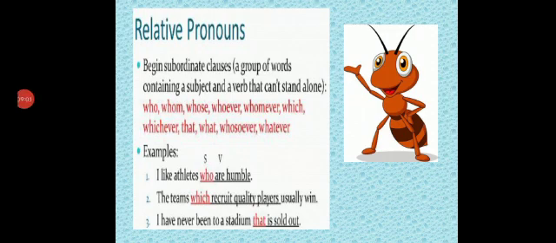Let's see another example, because with all these WH words you have one important relative pronoun which you should never neglect or never forget, that is THAT. So that is a very important relative pronoun. Now how is it used? Let's see. Look at example number 3.